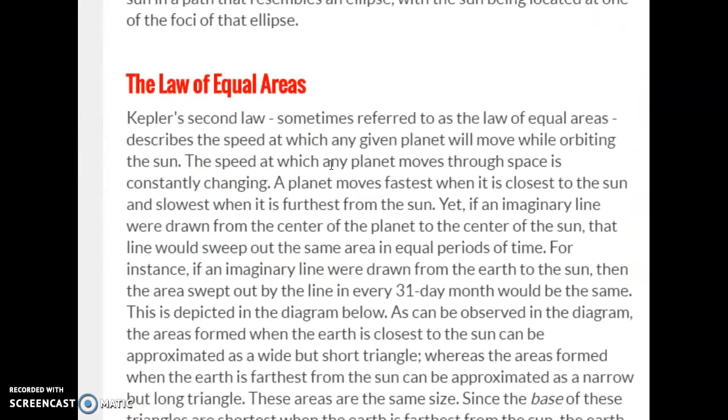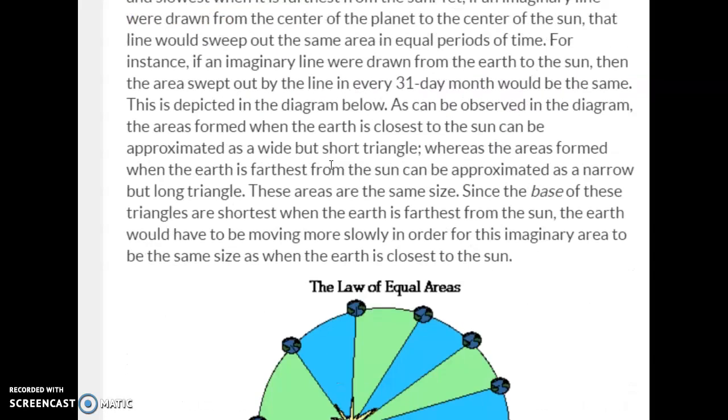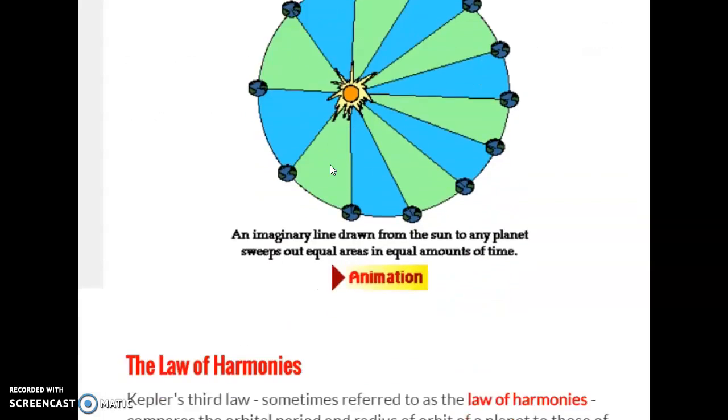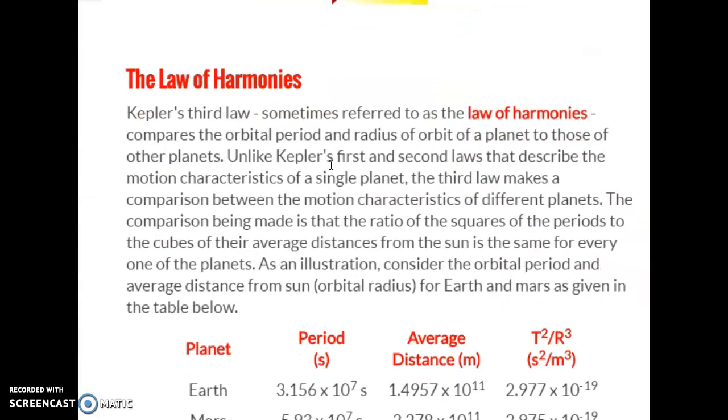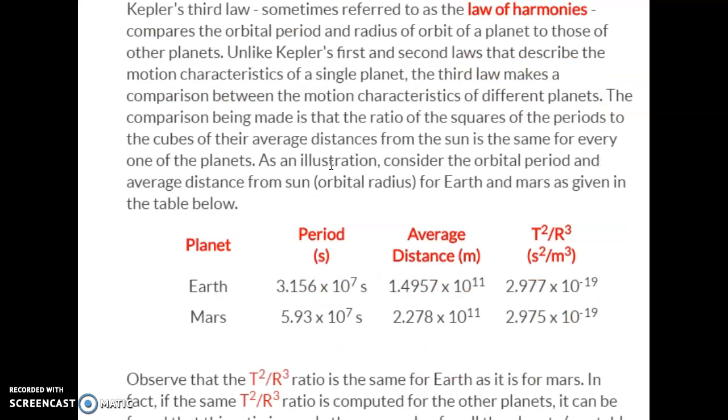Law of equal areas. That's the second law. I also have a comment on that because I like to express it differently, and you'll see why. And law of harmonies. I don't hear that very often. It's simply called Kepler's third law.